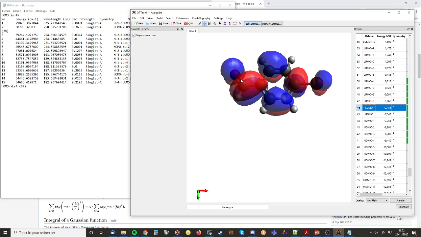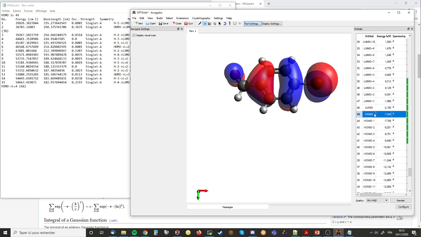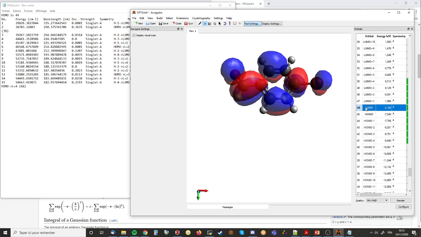And we also have a good overlap, because there is all this part here where there is density in both cases. There is sometimes a change of sign, but there is quite a good overlap in this part. So that is why the HOMO-LUMO in this case is quite absorbing.